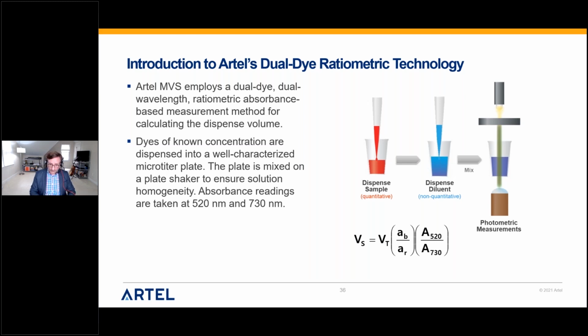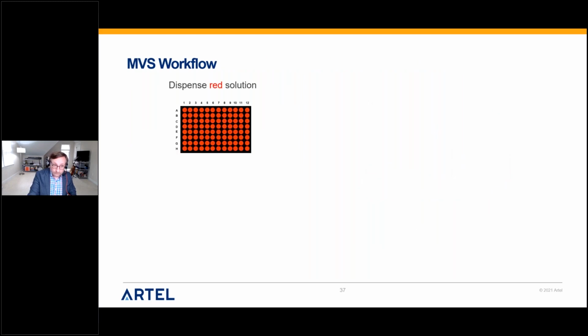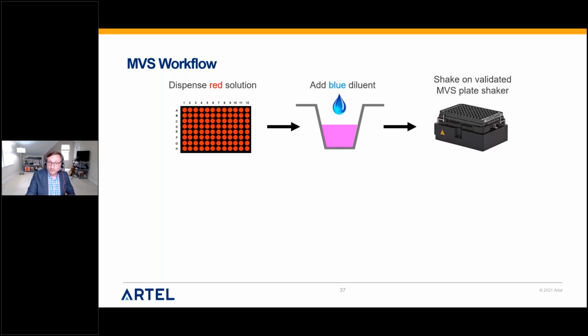And again, I'm oversimplifying it here. There's a lot that goes on behind the scenes, but in a nutshell, in fact, you see the small a sub b and small a sub r. That's where a lot of the work has gone on, and that's the traceability side to Artel's measurement. Those are coefficients. They're related to concentration. But anyway, it's a fairly straightforward measurement. This is the workflow. We add the red solution to the plate, add blue diluent, up to the prescribed volume. This can be switched around. You mix it, and I'm going to bring this up, this is a very important part of this.